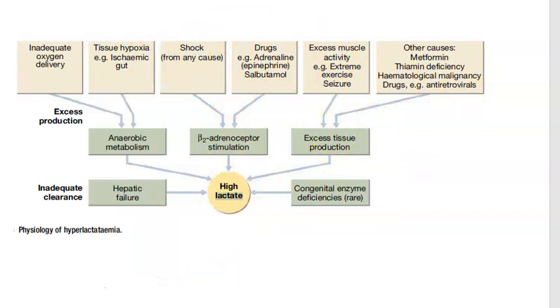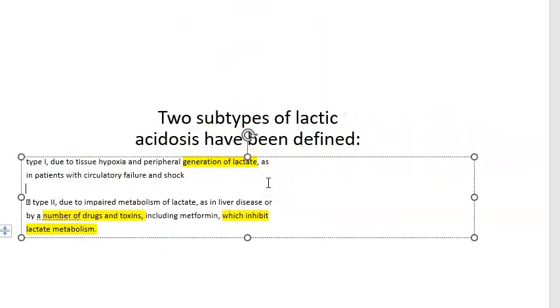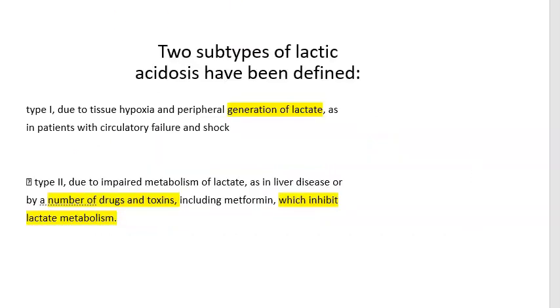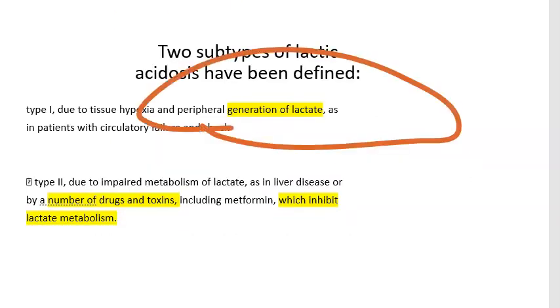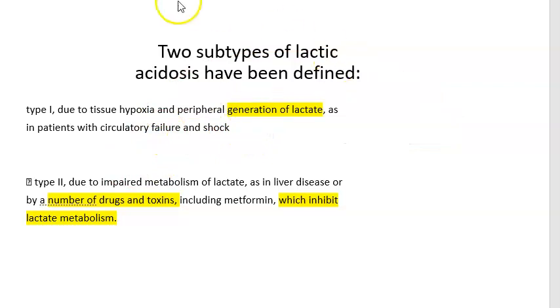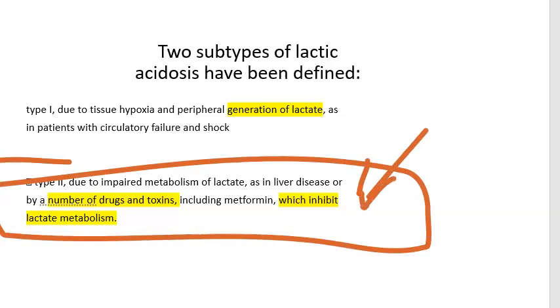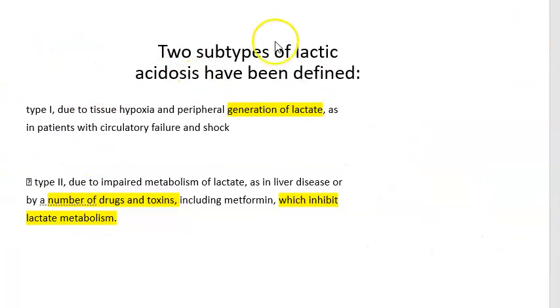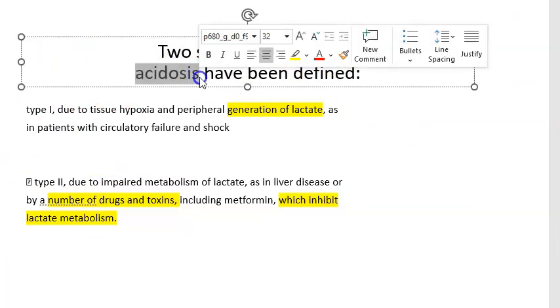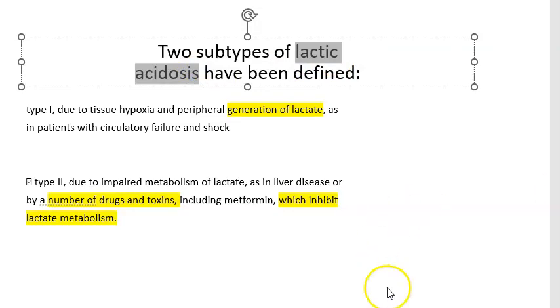So basically, there are two types of lactic acidosis, type 1 and type 2. Type 1 is where your body is generating the lactate, as in circulatory failure, shock, and anaerobic metabolism. Type 2 is where you are taking in the lactate, for example because of drugs. Your body is not making it. Drugs or toxins are the cause, or there is a liver problem where clearance is less. That is type 2 lactic acidosis. Lactic acidosis is an increased anion gap type of metabolic acidosis.